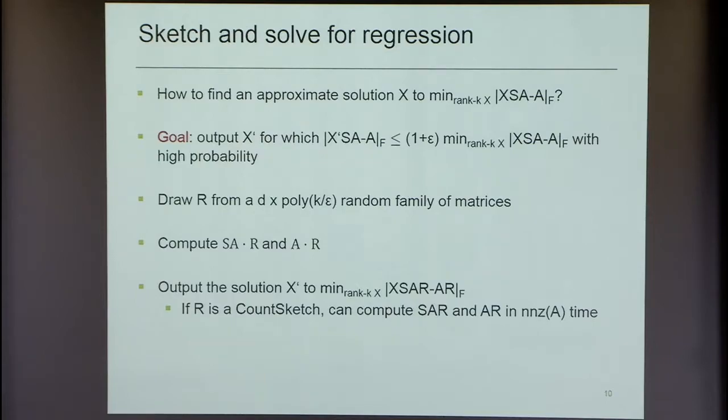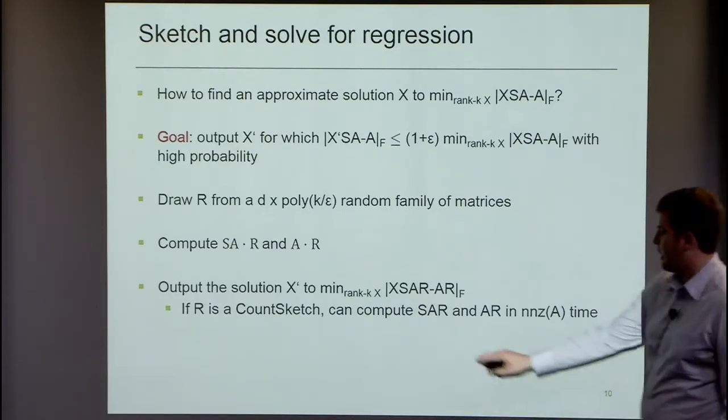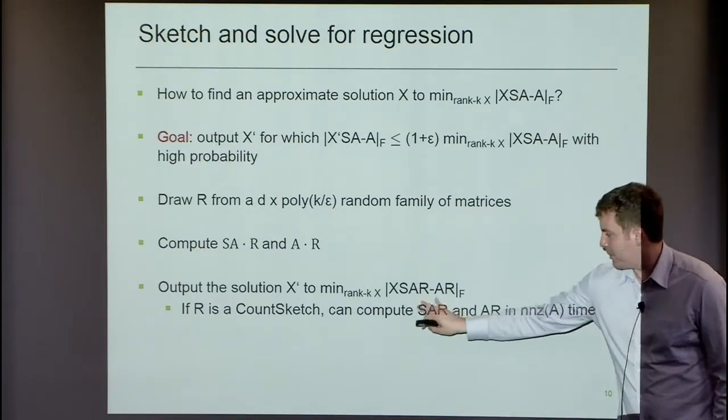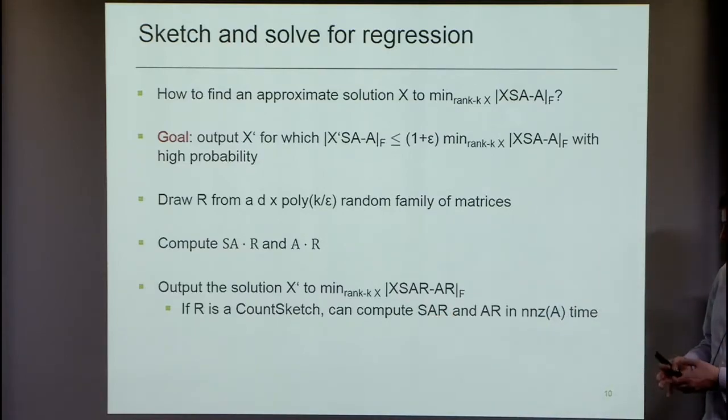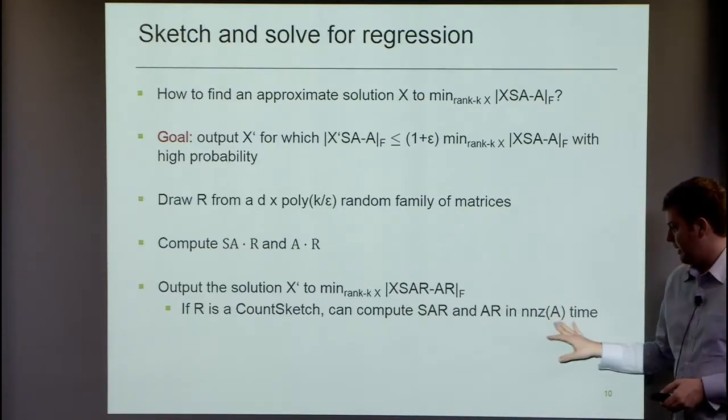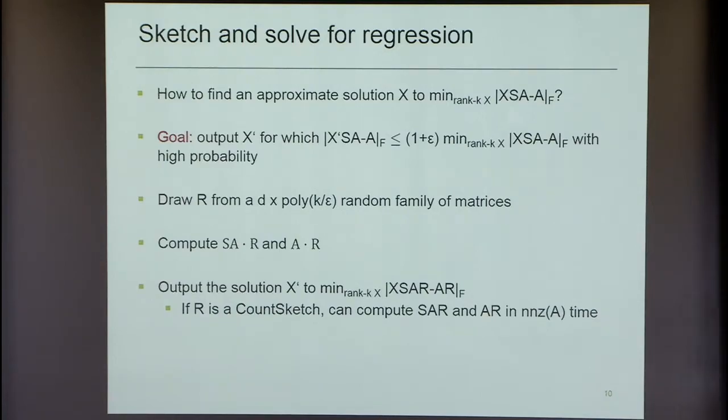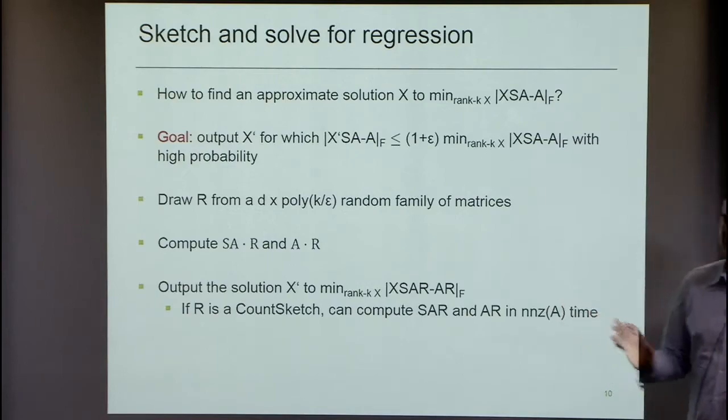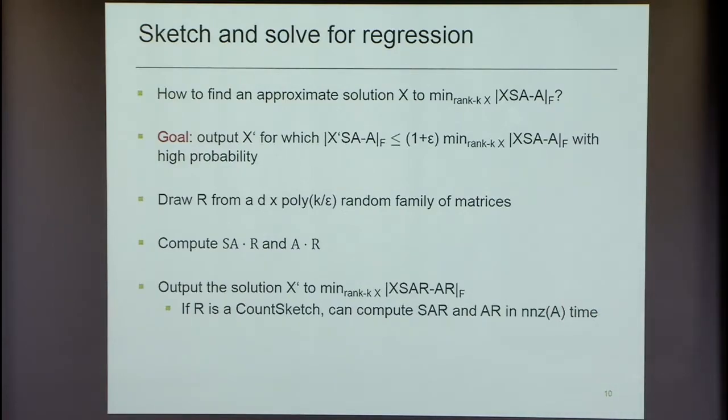Okay, and let me mention that if R is this count sketch matrix, you can compute S times AR and A times R in number of non-zero entries of A time. The reason is that the number of non-zero entries of SA is also at most the number of non-zero entries of A. So this can all be done efficiently.